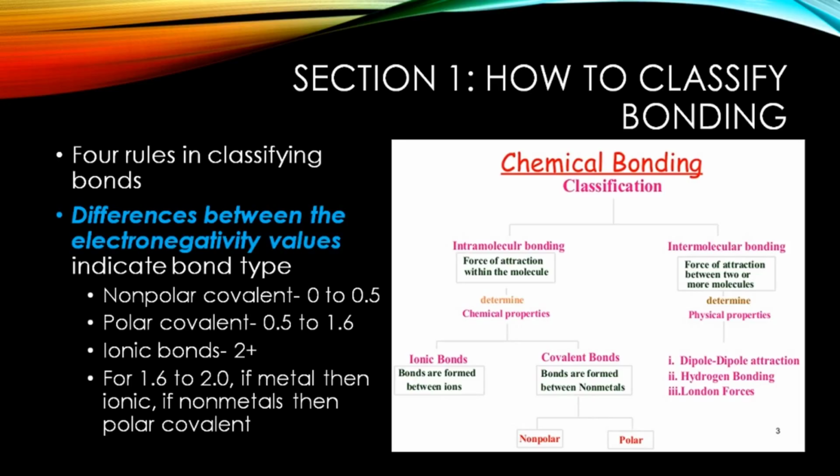Now looking at this picture on the right, we can tell that there are 2 types of classifications. There's the intramolecular bonding on the left, which is a force of attraction within the molecule, and it determines the chemical properties. And on the right, we have the intermolecular bonding, which is the force of attraction between 2 or more molecules, and that determines the physical properties of ionic and covalent bonds.